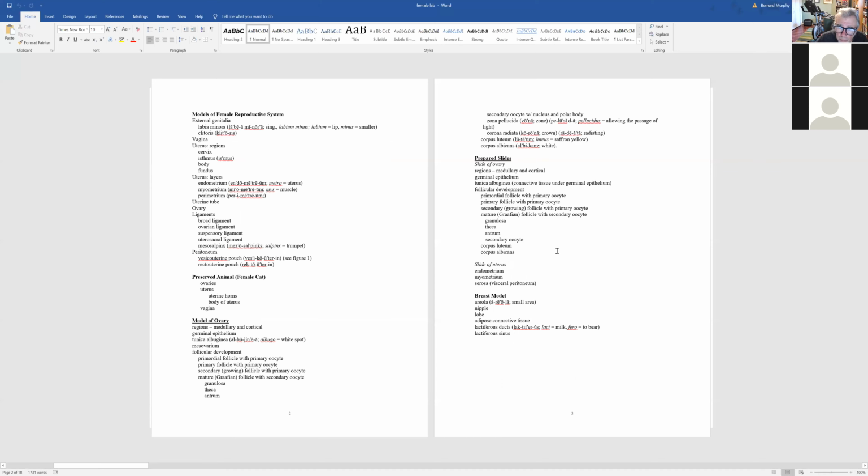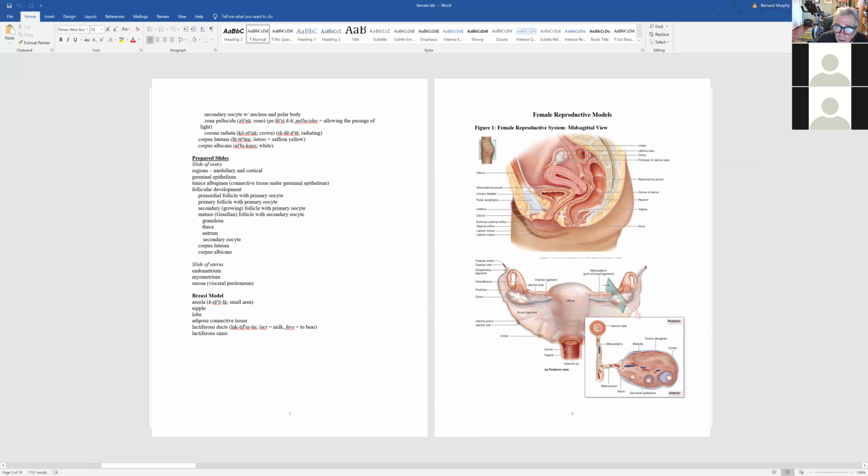A prepared slide, I'm not going to do the slides again. We got a breast model. I don't really consider a breast a reproductive structure. It's more like important for the products of reproduction, but we do have a breast model. And there's only a couple things on that.